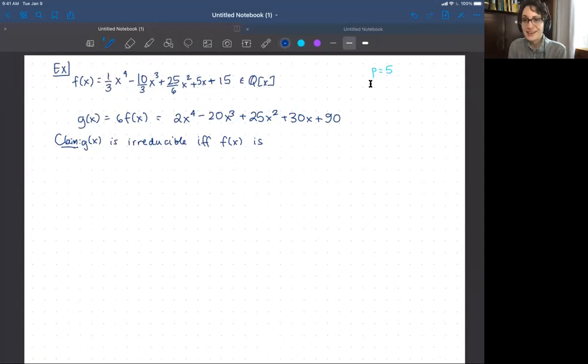Sorry, I'm trying to write over here, but my cat is obviously sitting on the iPad exactly where I want to be writing.